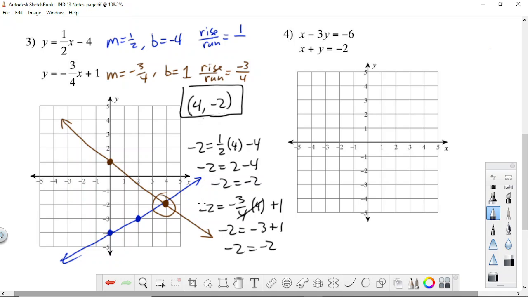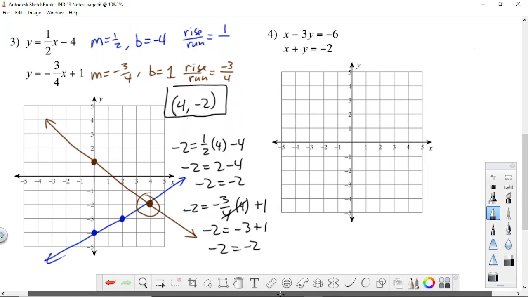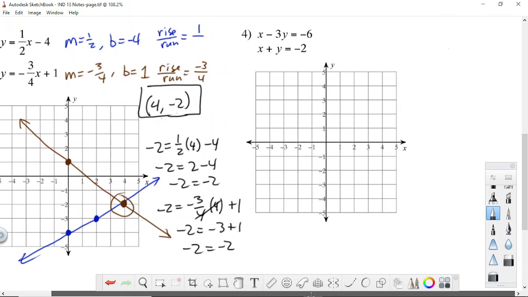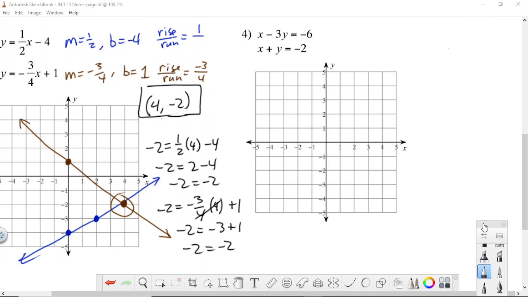Okay, so one more. And we probably won't check this last one either. It's really a good idea to check these. It gives you practice. And if you make a mistake like I did, that's good too, because you learn from your mistakes, right? Okay, so this last one, these are not in slope-intercept form.